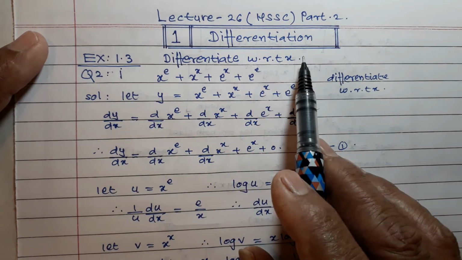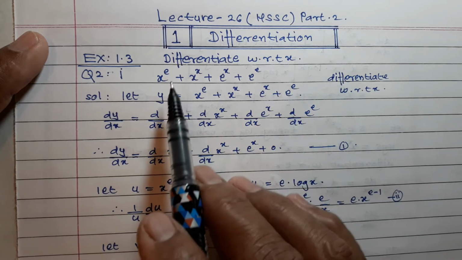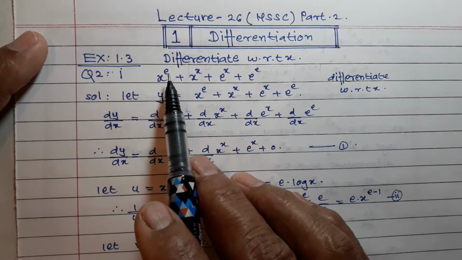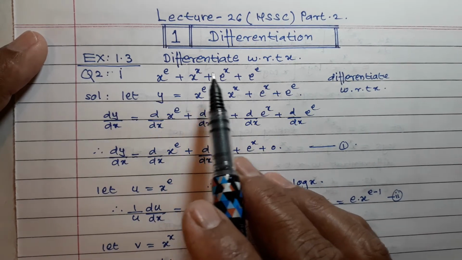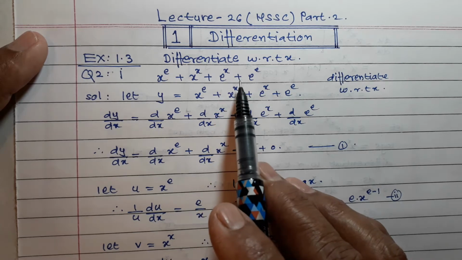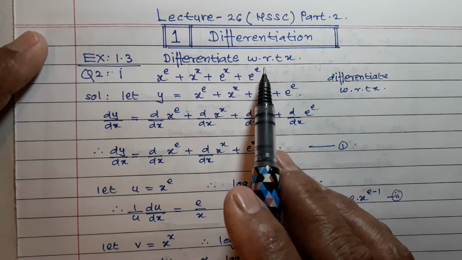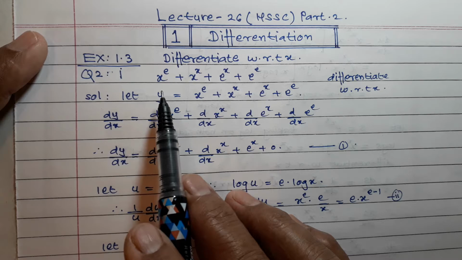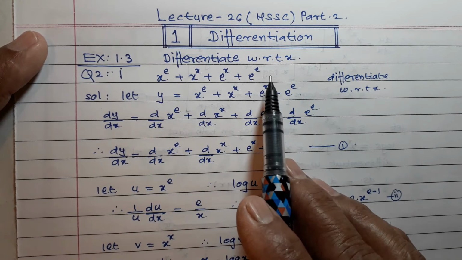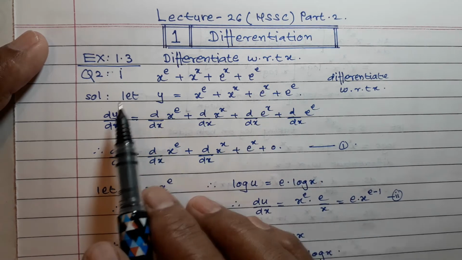Differentiate with respect to x: x^e + x^x + e^x + e^e. Now these are slightly complicated examples, so try to understand.